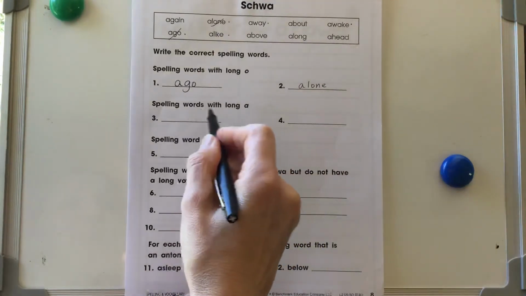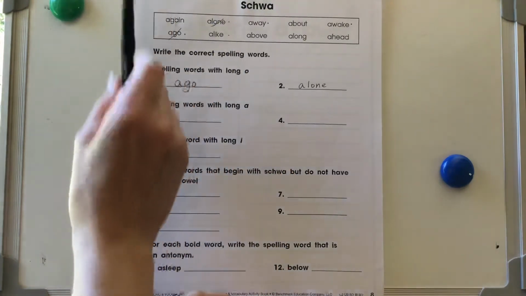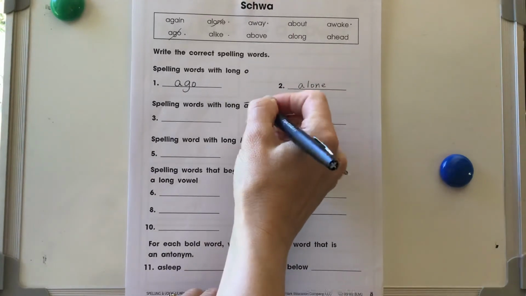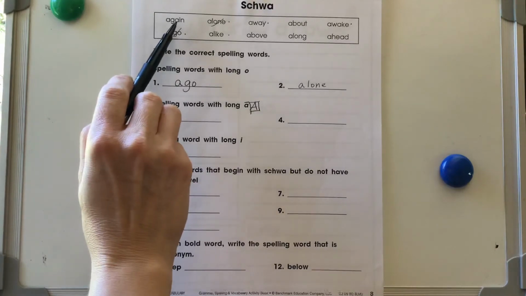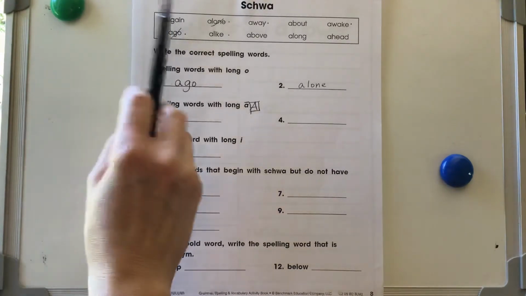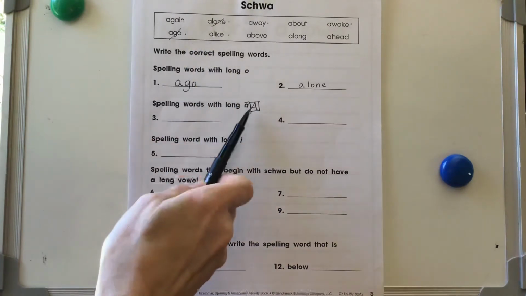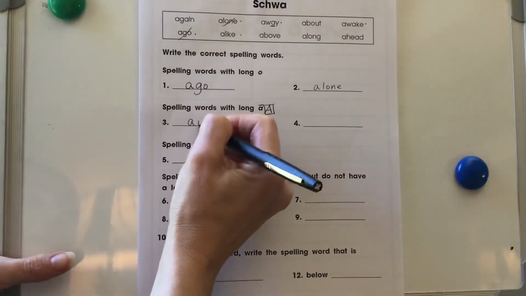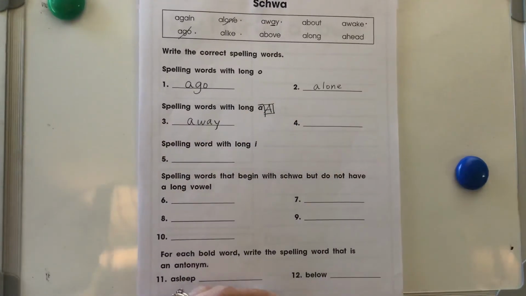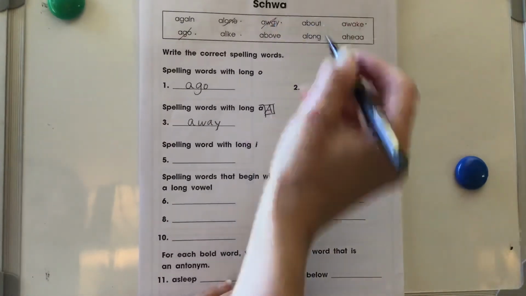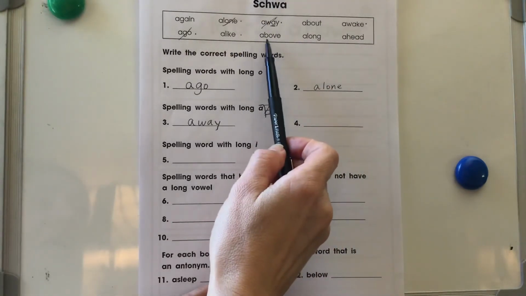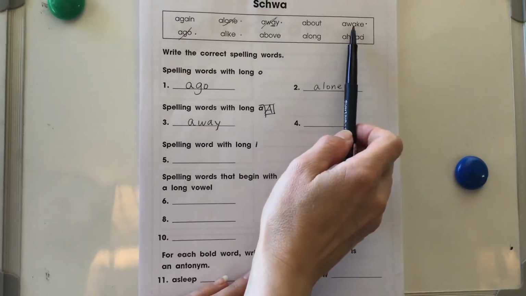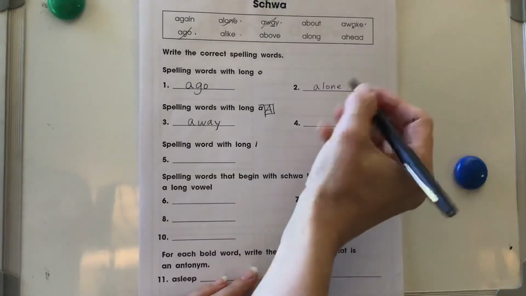sound, alone. Spelling words with a long A. Now this is the tricky part because we have to find words with an A that says the A sound, right? It needs to say A. It needs to say its letter name. Here we go. We have again, and get, nope. Like, nope. We need that A sound. Away, A. There we go. We've got one with a long A. So we have away. We need to find another one. So let's cross out away. Another one, above, no, we're looking for long A, about, along, awake, A, right there. That awake right there has a long A.